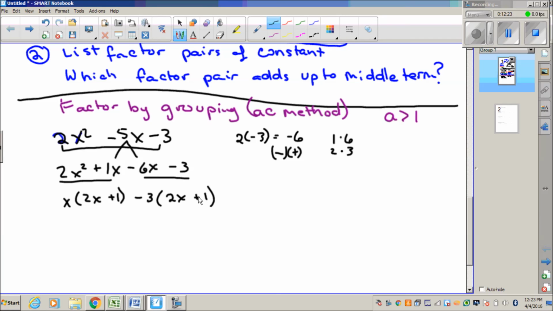Here, my binomial is now the same. So I'm going to factor out that common binomial. And when I divide it out of here, I'm going to have left x, and here is going to be -3. And there's my polynomial. So it's a pretty quick way to find the combinations.